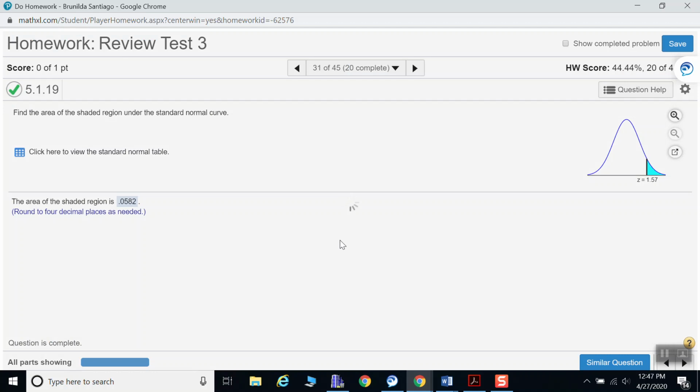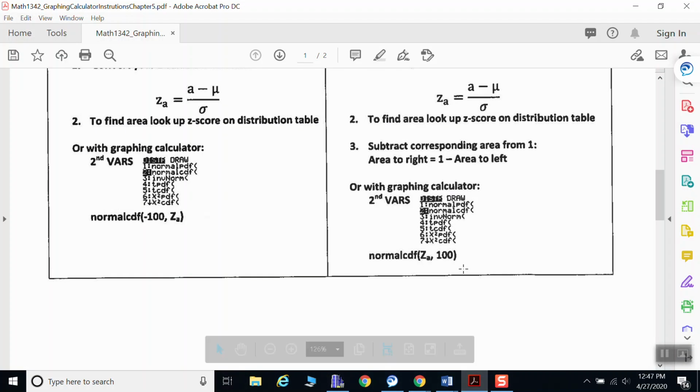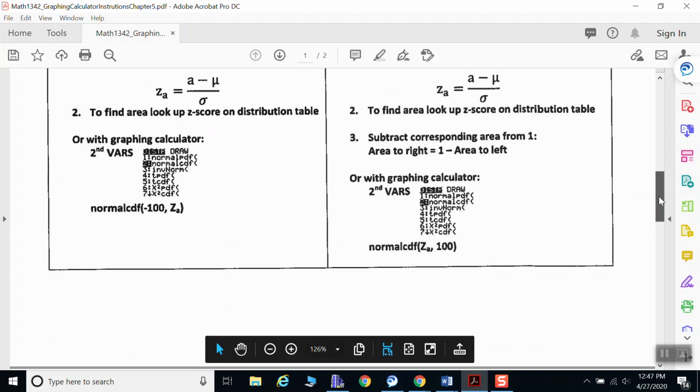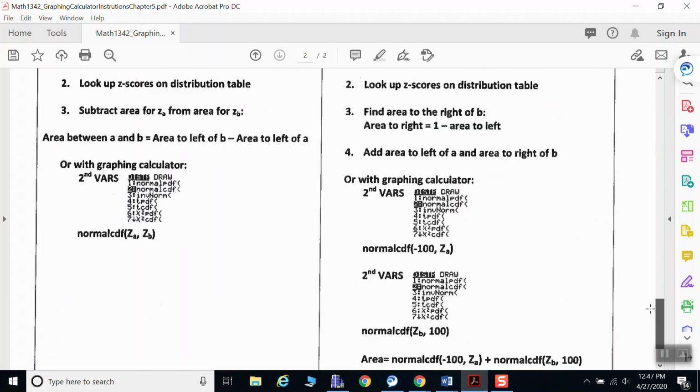Okay, next. I'm going to continue with these ones. They're so much fun. So I'll extend the amount of questions that I put in the label. Question 31 is the area between. When you look at the handout, it is not going to be the area to the left or the area to the right. You scroll down because it is the area between. So the steps are different. Still the beginning, second vars, option 2.